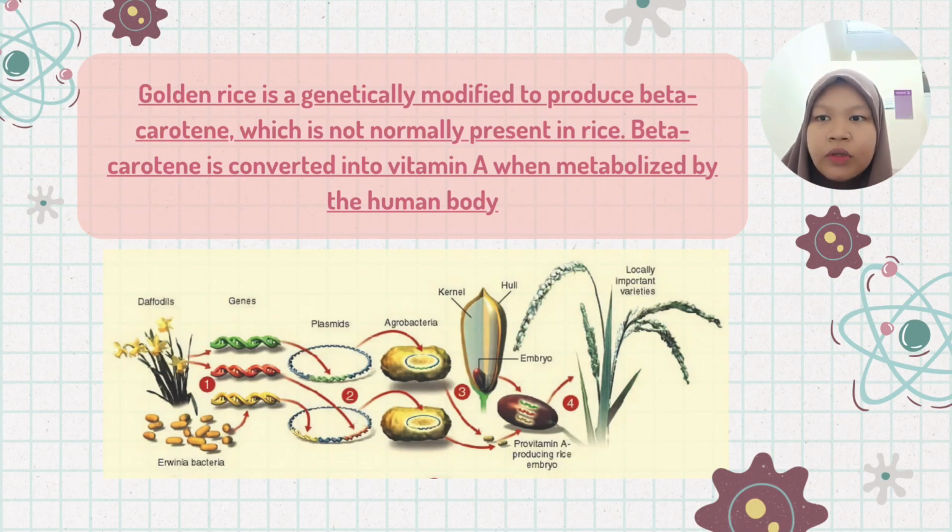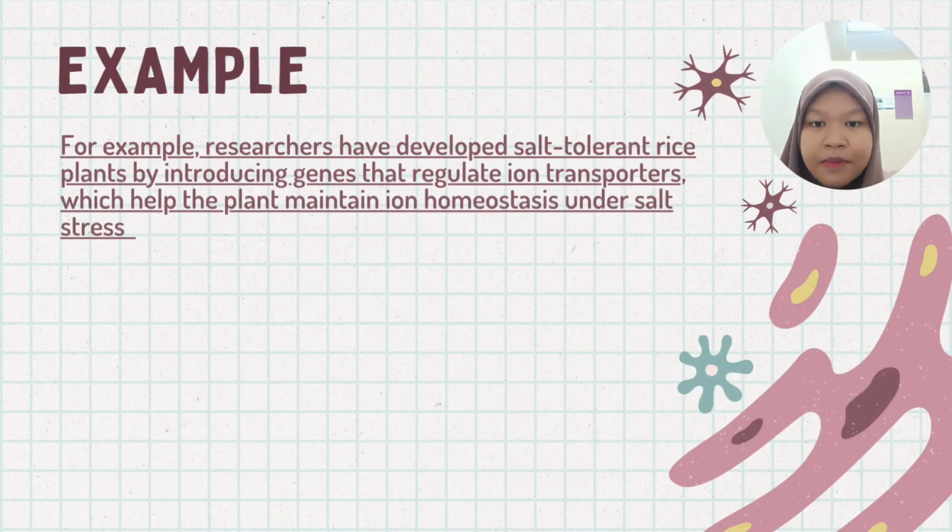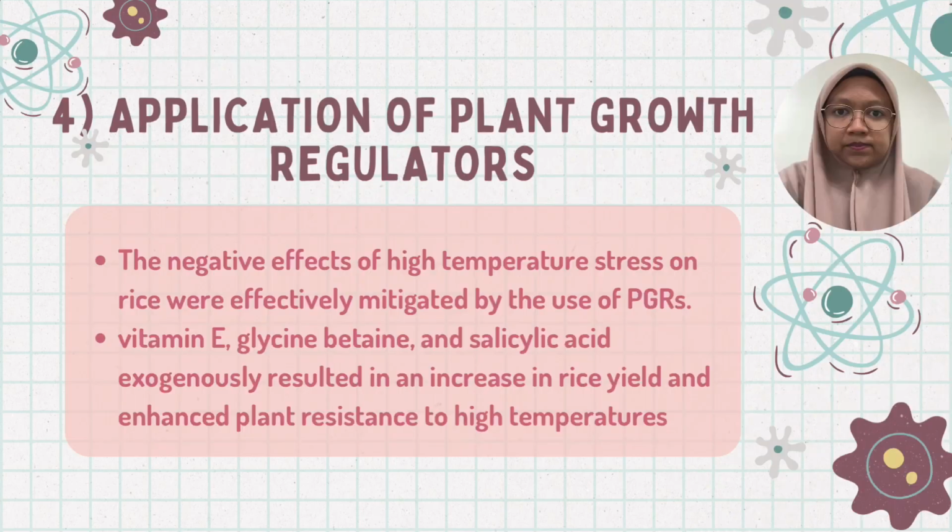Okay, so golden rice is genetically modified to produce beta-carotene, which is not normally present in rice. Beta-carotene is converted into vitamin A when metabolized by the human body. An example of genetic modification is that researchers have developed salt tolerant rice by introducing genes that regulate ion transporters, which help the plant maintain ion homeostasis under salt stress.